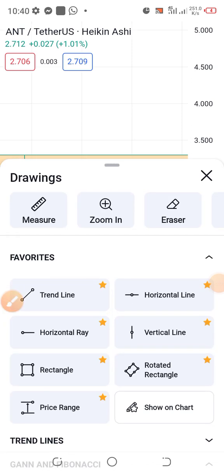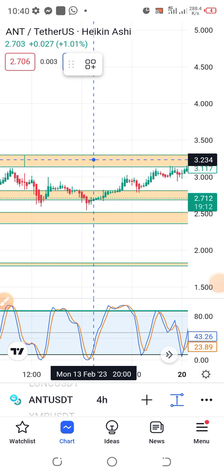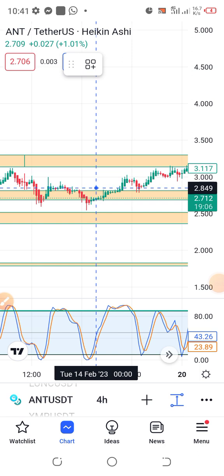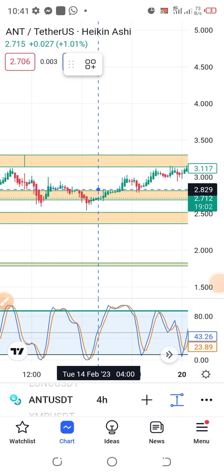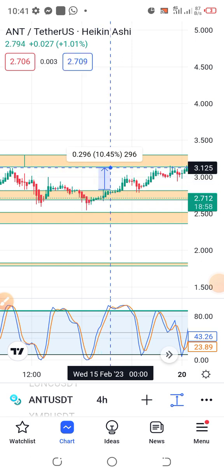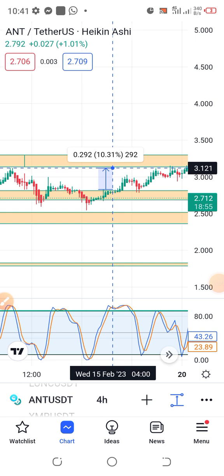That is 10%. You can see that resistance, 10%. So you just set 10%, and we go to the robot and set 10%. Then when it hits it, the robot will close your trades automatically in the wallet. That is how it is. So now that is it. You can check different times. You can check different entries.